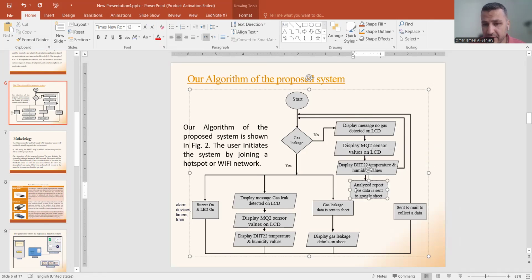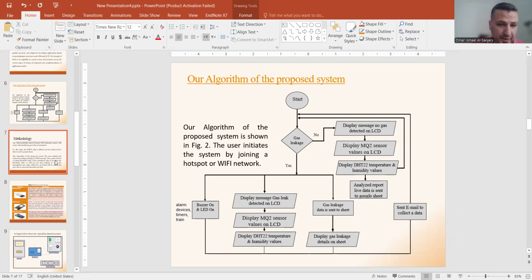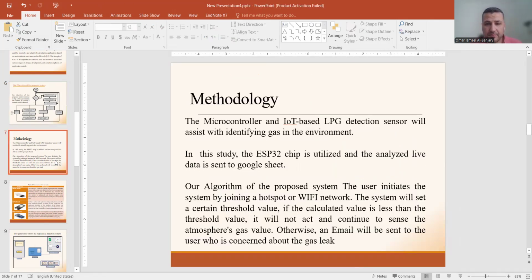Once it's complete, we're going to send reports that everything is okay for the gauge or gas leakage. Here we actually use two types of detection: a microcontroller and an IoT LPG detection sensor that will assist with identifying gas in the environment.